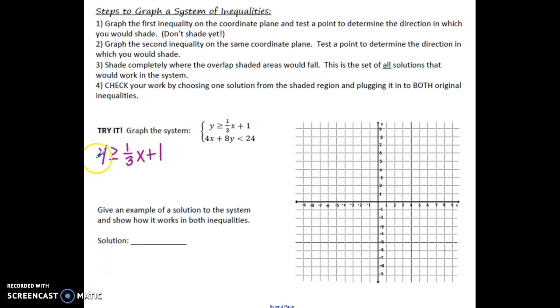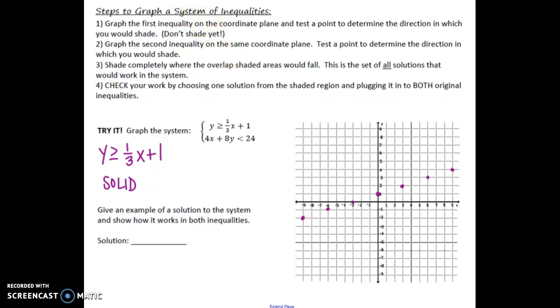So this is obviously going to be a line. Because it's greater than or equal to, we want to have a solid line for our border line for where we're shading because of the or equal to. In this case, we have a y-intercept at 1, so we can plot our point there. And our slope is 1/3. So that means going up 1 and right 3. Up 1, right 3. You can do that as many times as you want. You can go down 1 and left 3 as well, just so that we can get that full line.